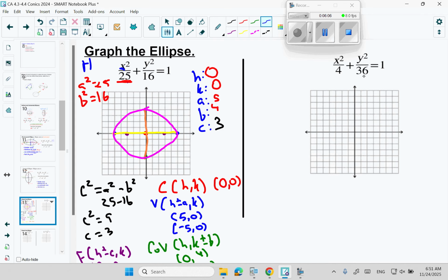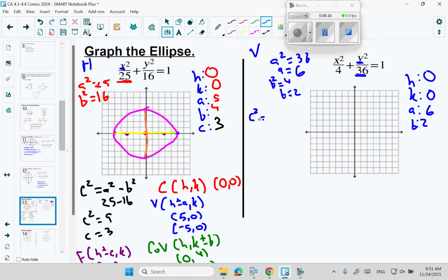Over here, same process. Which denominator is bigger? This one. So the a has to be with the y, and therefore this is vertical. H, what am I subtracting from x? 0. K, what am I subtracting from y? 0. A, well, a squared is 36. So therefore a is 6. B squared has to be 4, therefore b is 2.